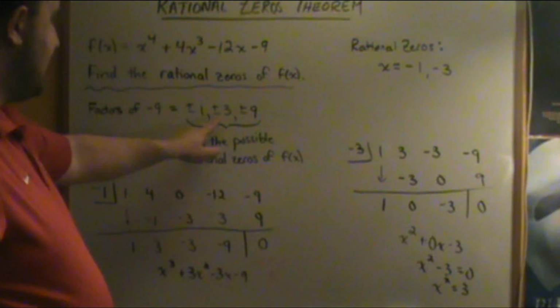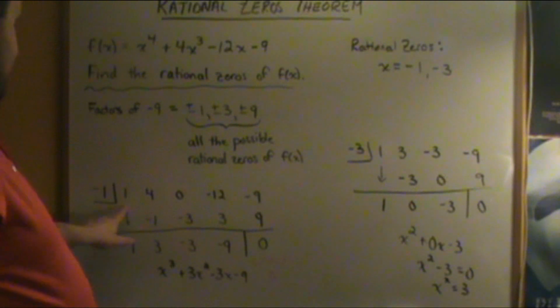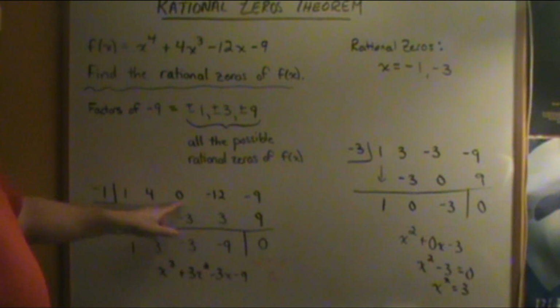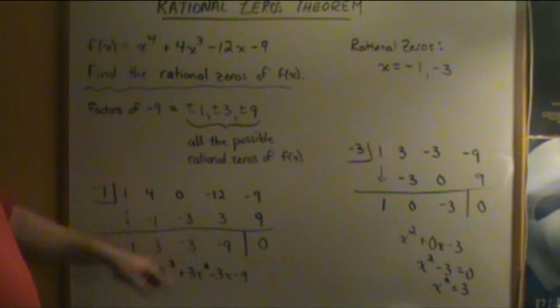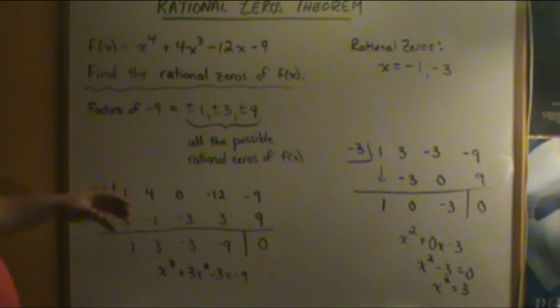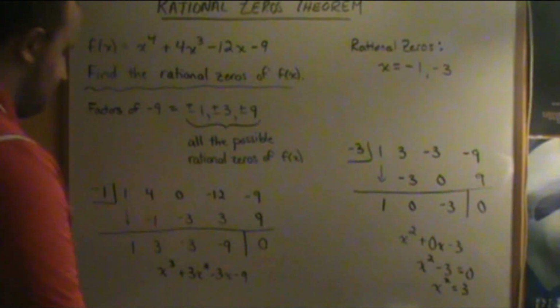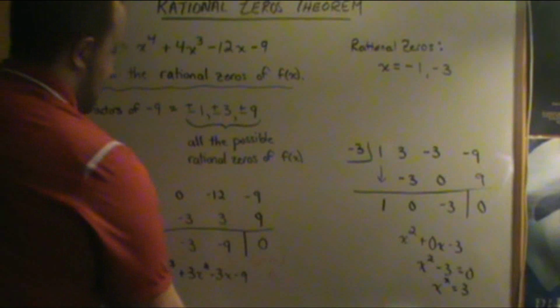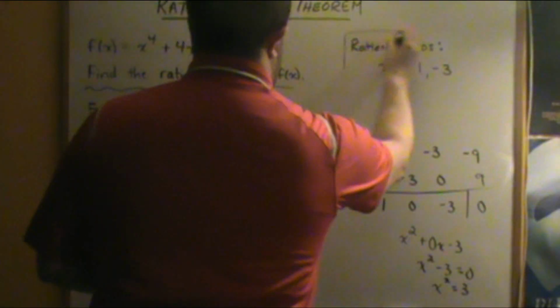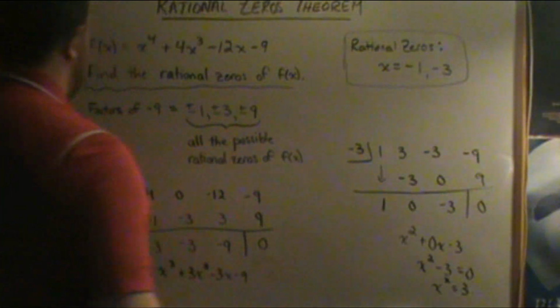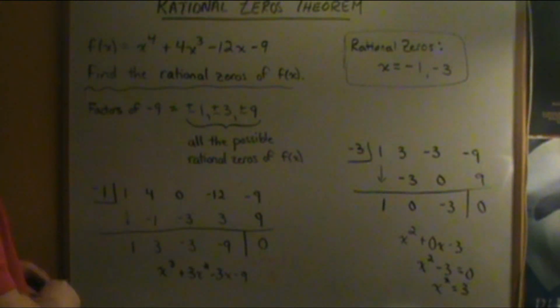We can go ahead and test positive or negative 9 in this original synthetic division, but you'll find that it doesn't work. So you might have to do this 2 or 3 times in order to get the right answer, but just know that there's only two rational zeros for this first function f of x.